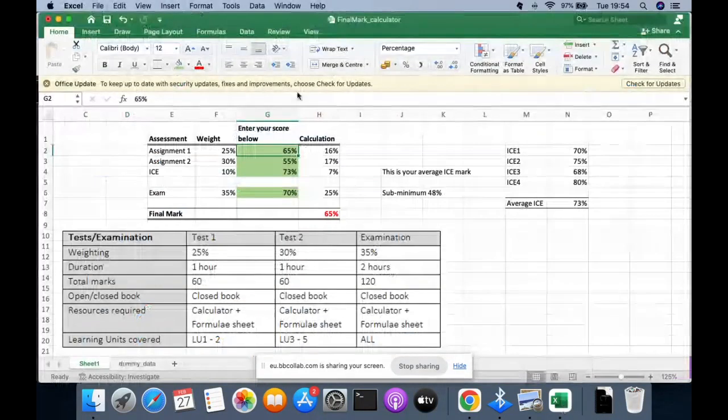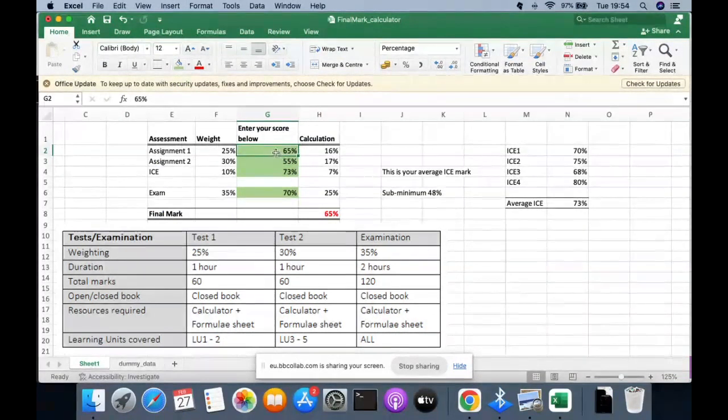All right, let's go back to this Excel. If you punch in your mark for assignment 1, say you got 65%, you'll enter that here. For assignment 2, let's say you got 60%, so I'm going to put 60% there. Remember, your mark should be out of 100% here, for assignment 1 and assignment 2. Your ICE, now here, I want you to put your average mark.